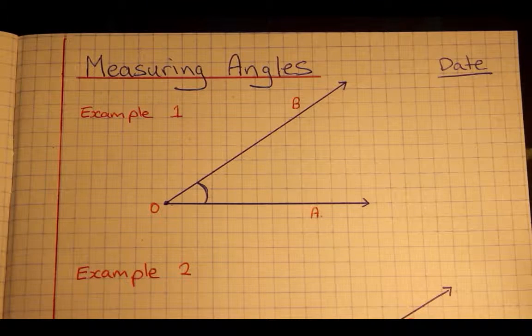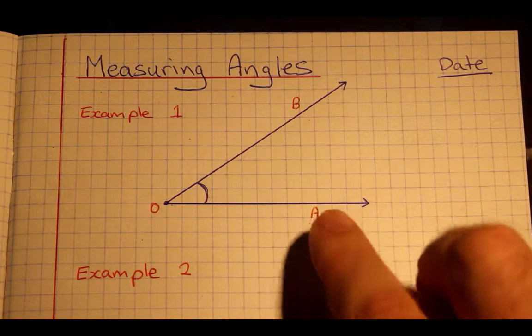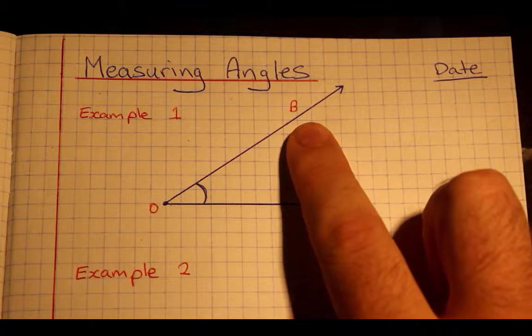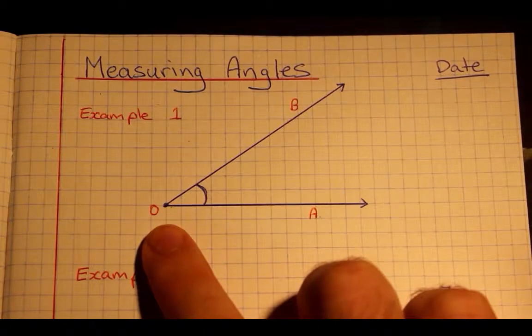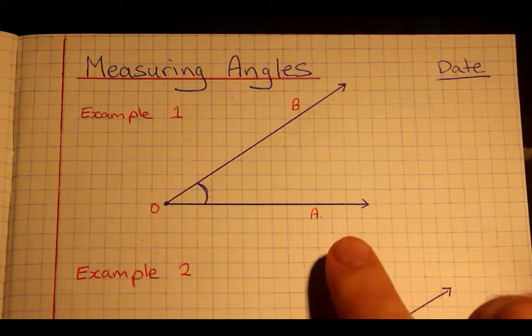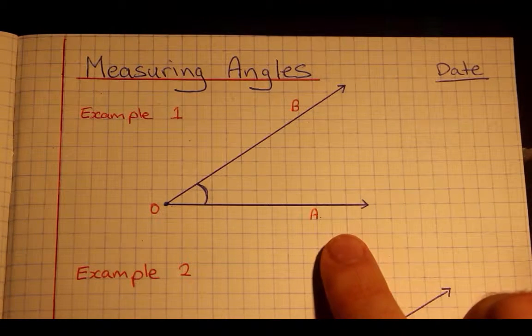And this is my first example in measuring angles. I'm asked to measure the size of the angle AOB. It's called angle AOB because O is at the vertex. I know to myself that it's an acute angle, meaning that my answer is going to be somewhere between 0 and 90 degrees.